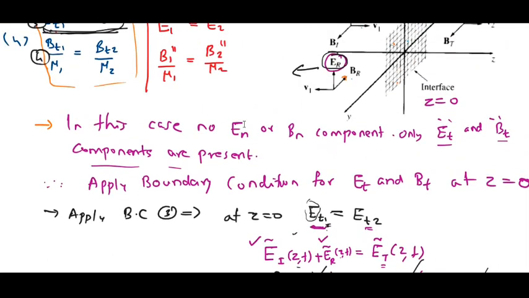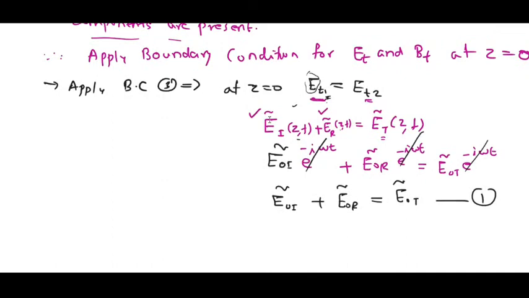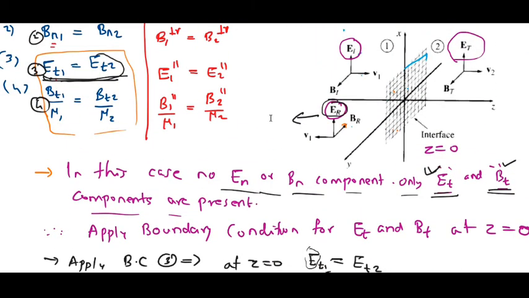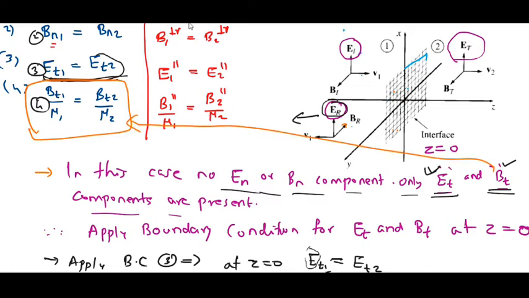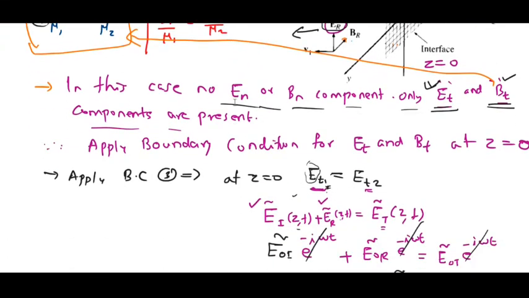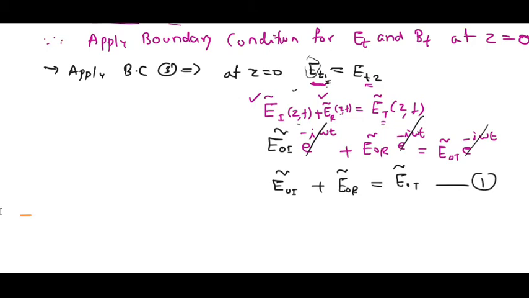Now, as I mentioned earlier, there is no normal component of the electric field or magnetic field. We apply the boundary condition only for E tangential and B tangential. We have already applied the boundary condition for the tangential electric field. Next, we are going to apply the boundary condition for the tangential component of the magnetic field. What is the tangential boundary condition for the magnetic field? Come back to the fourth boundary condition, which is the boundary condition for the tangential component of the magnetic field. First I will write here, apply boundary conditions.